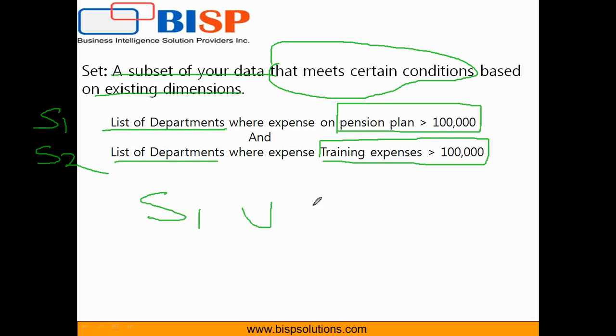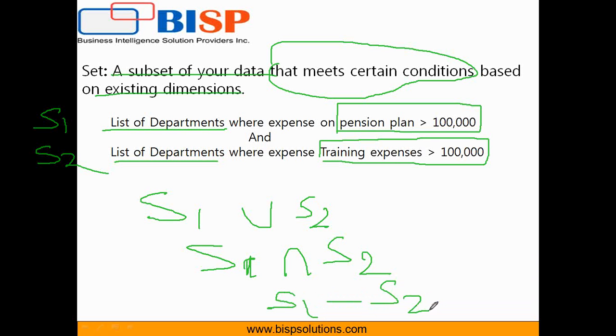And later on, I'm going to apply union on both of the sets. I can apply intersection on these two sets, or maybe I can use minus on these two sets. So let's get started on how to build this.